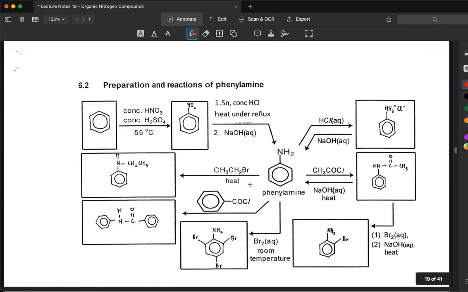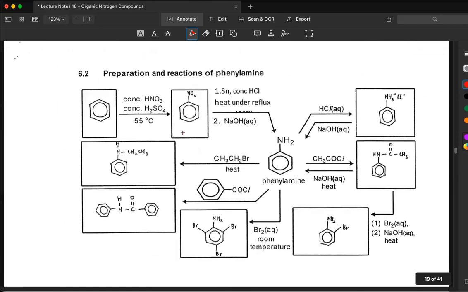We are done with amine and phenylamine. For phenylamine, this is a summary starting from here. If you want to prepare this, you can start with benzene using concentrated nitric acid, concentrated sulfuric acid, 55 degrees Celsius to form the nitro compound, NO2, and then use the reducing agent. Another way is through the salt. You can form it back this way, or reverse the change.